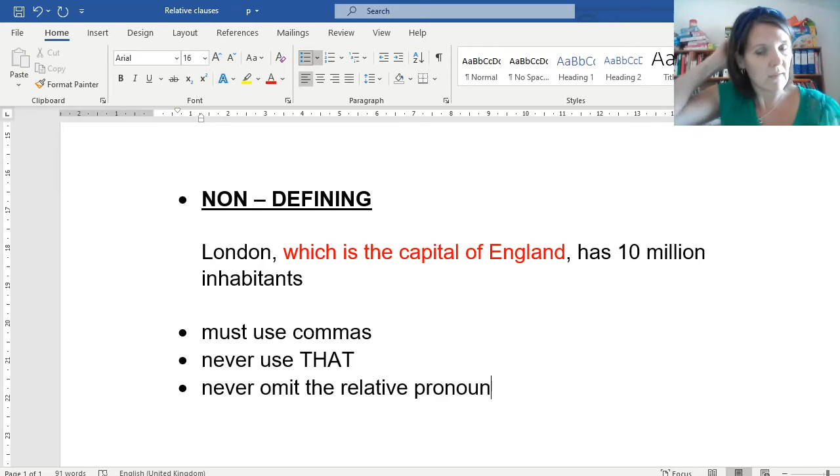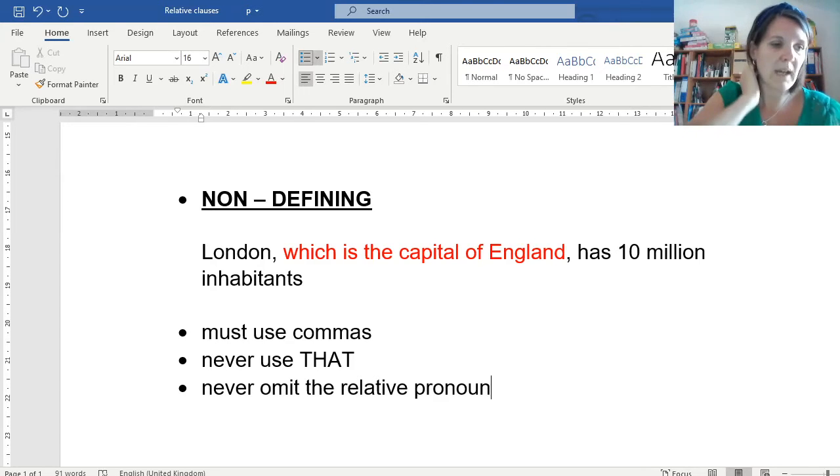So it doesn't matter if it's the subject or the object, we can never leave it out, okay? One more point about relative pronouns. If there is a preposition, it goes at the end of the sentence, okay? So we'd say, I love the music that you are listening to, not to which you are listening, okay? The music which you are listening to and not the music to which you are listening.